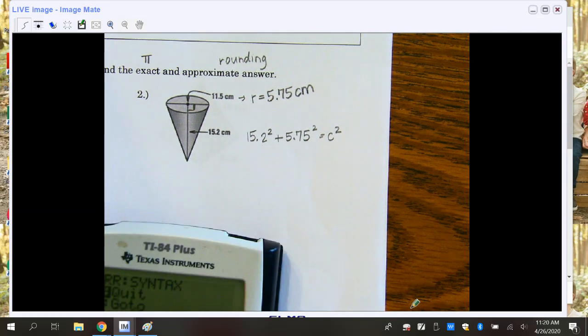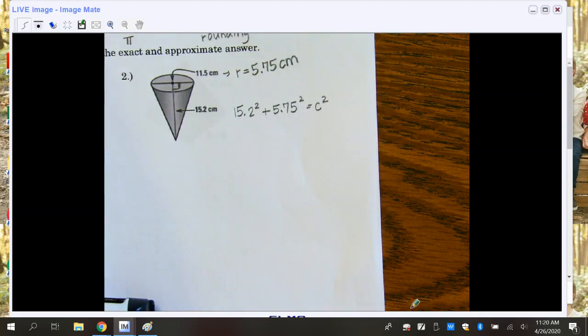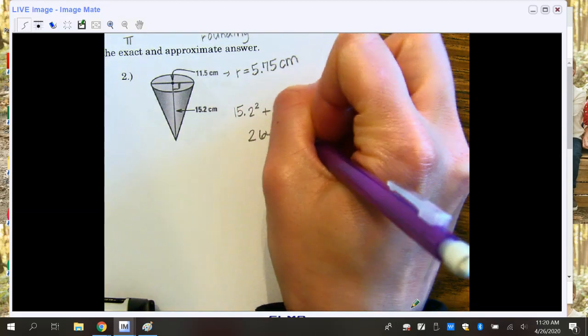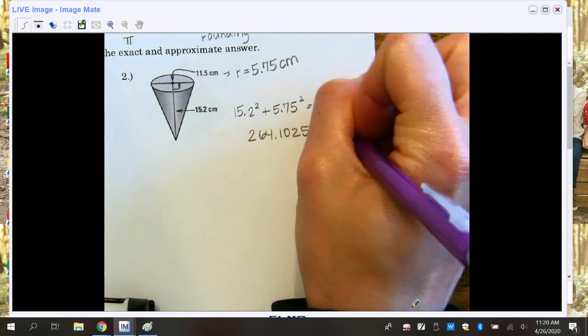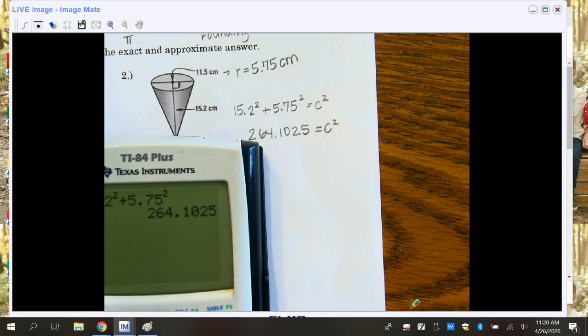All right, so then, oops, I accidentally typed an extra plus sign. So I'm gonna get 264.1025. I'm not gonna round that yet. I don't wanna round until the very end. We're trying to keep our answer as exact as possible.